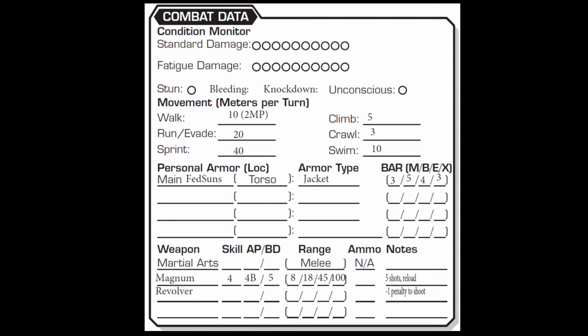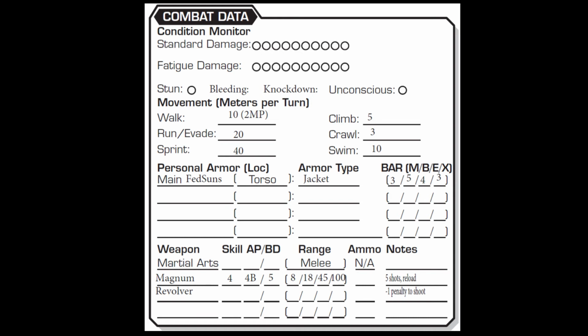Throughout combat, characters will likely become stunned and unstunned or go in and out of consciousness, so we have stun and unconsciousness bubbles to track that. I like to add in bleeding and knockdown, because characters can often start bleeding or become knocked down.